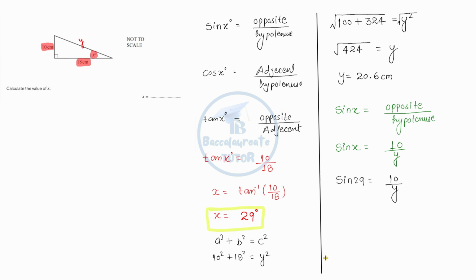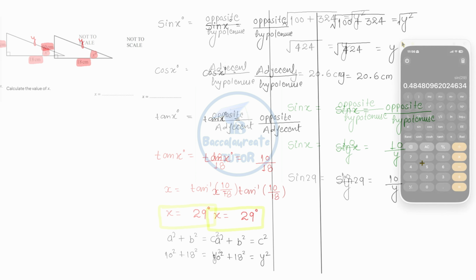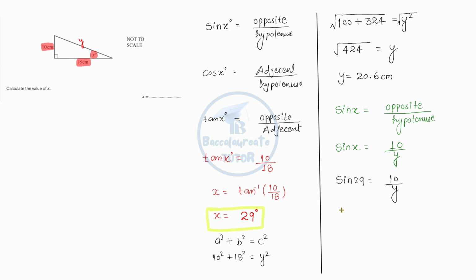So what is sine 29? I have to use sine. It's very close to 0.484. Yeah, 0.484, not 0.49. So 0.484 is equal to 10 over y. If you multiply y on both sides, what will you get? On the right, it is cancelled out, y multiplication and y in division, right?